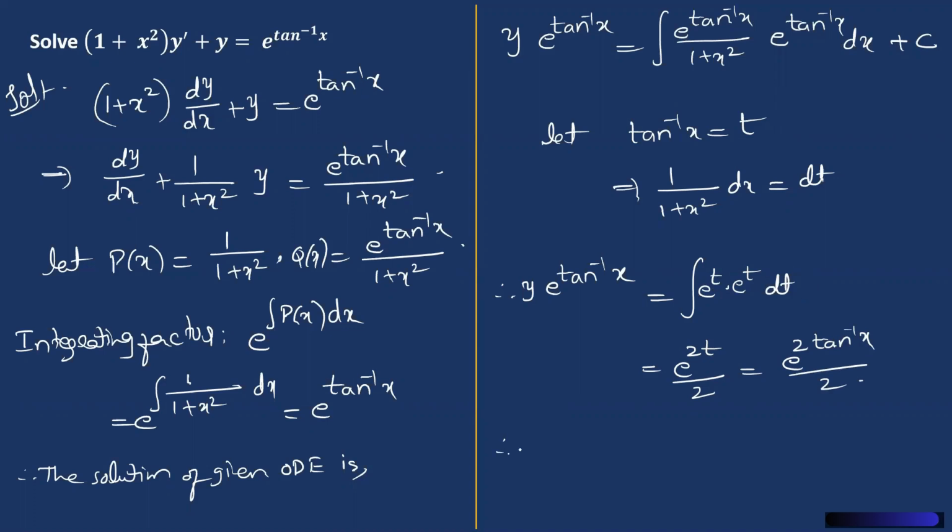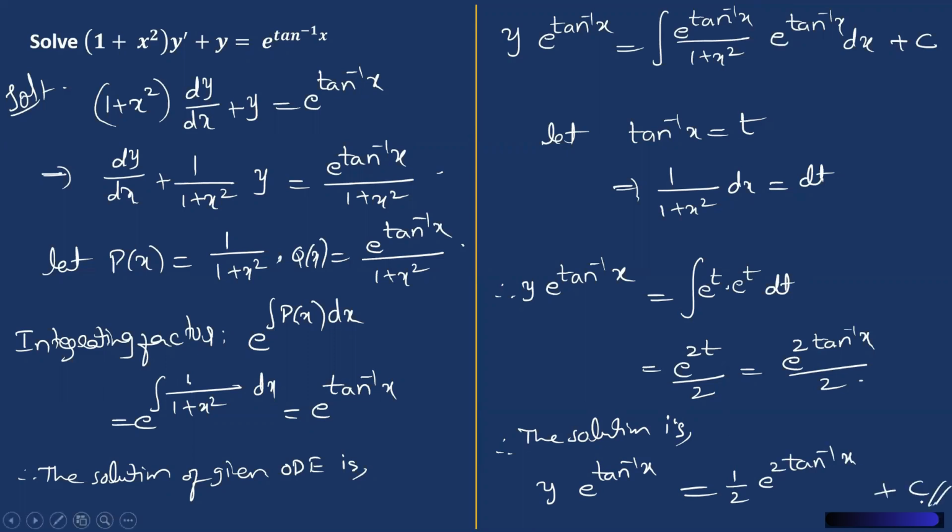So therefore, I'm writing the final lines, the solution is y into e to the power of tan inverse x is equal to, now in place of all this integration, we can use this idea, 1 by 2 into e to the power of 2 tan inverse x plus some integrating constant c. So like this, we can easily solve this differential equation also.